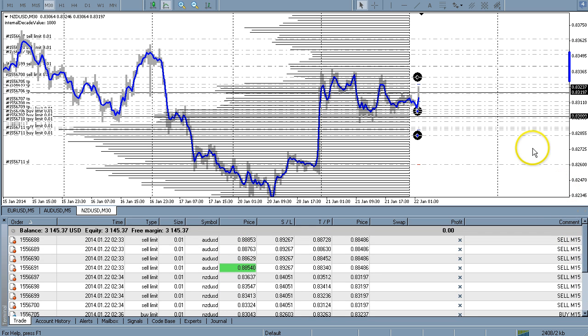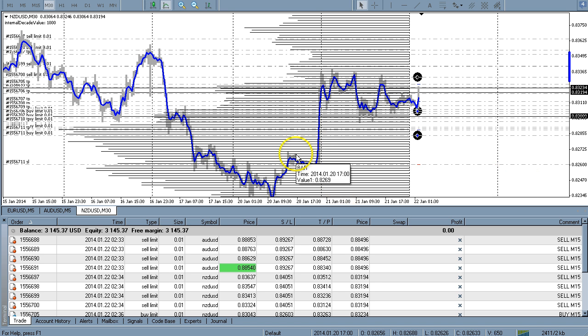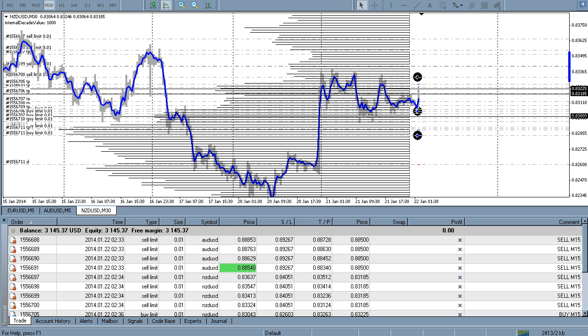So I'm kind of like hedging this now. I'm not filled on any side yet, and down here looks like a nice place to buy. So that's kind of a shotgun trading approach there.